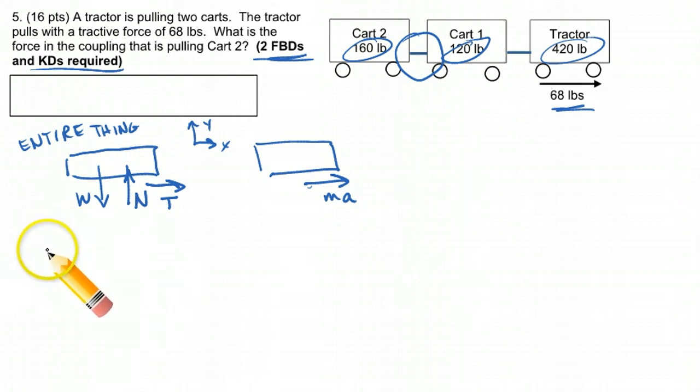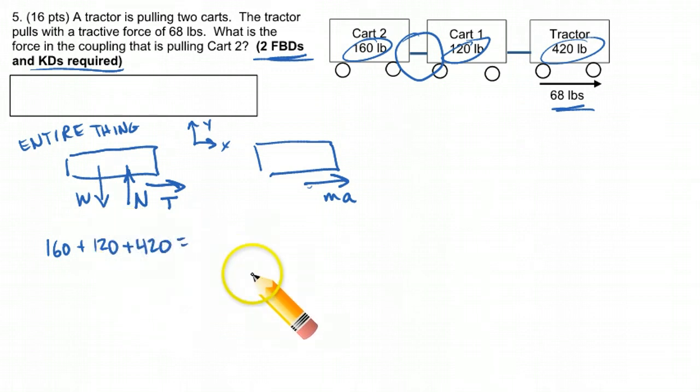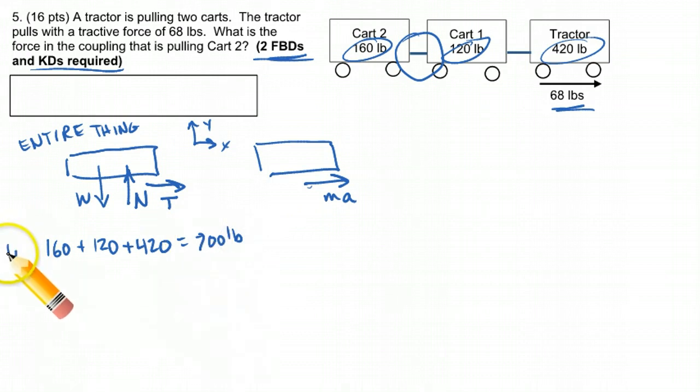So the total weight is 160 plus 120 plus 420. So that looks like it's about 700 pounds. I did the math in my head right. We won't do math in our head, we'll put it in the calculator. 160 plus 120 plus 420: 700 pounds. Okay, so there's the weight. From the Y direction, weight's normal force.